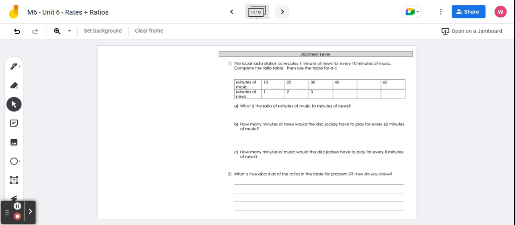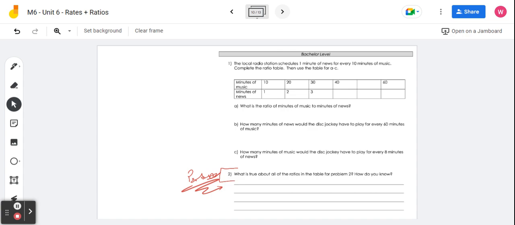We are told that the local radio station schedules 1 minute of news for every 10 minutes of music. We want to complete the ratio table below, then use it to answer questions A through C. We are going to just be answering A through C when we get to class with your partners. So we'll just do A through C.